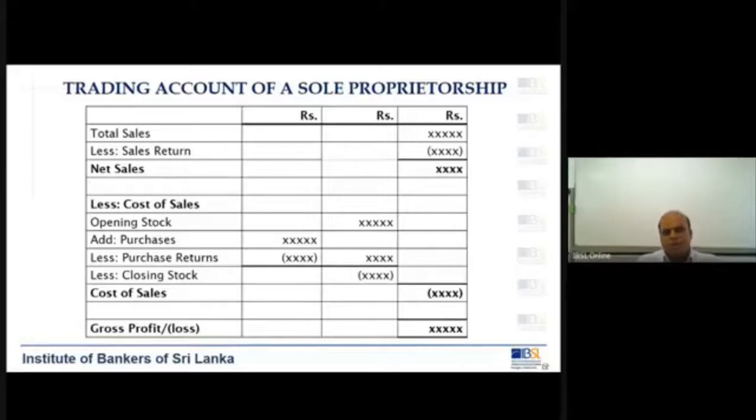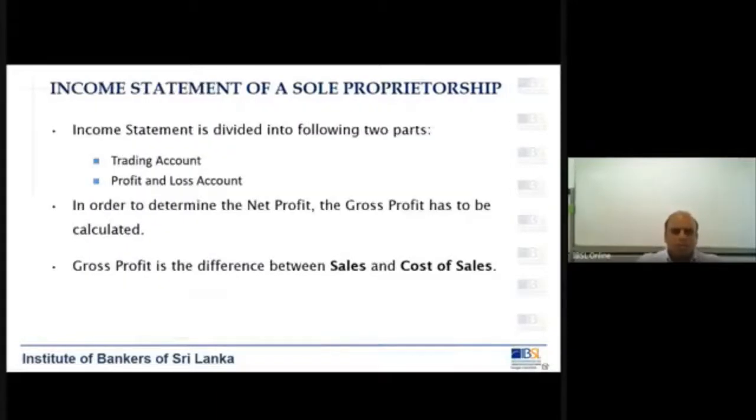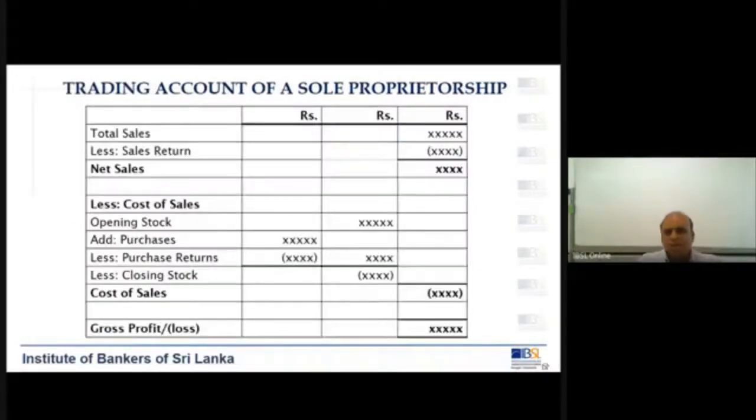The trading account, as I told you earlier, the income statement or the P&L of the sole proprietorship will have two sections, namely the trading account and the profit or loss account. So the trading account will look like this.